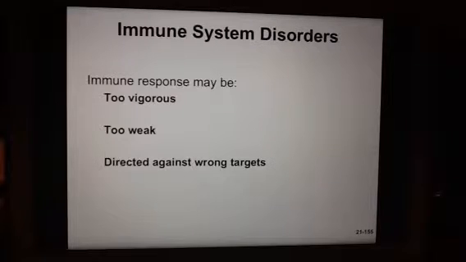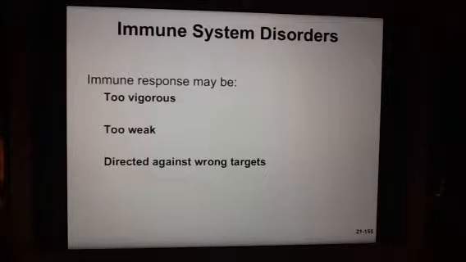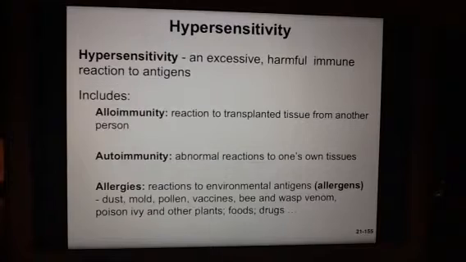Our last video for this chapter focuses on immune system disorders. And so what would constitute a disorder is if the immune response is too much, too little, or directed against the wrong targets. And so we'll talk about too much. Too much of an immune reaction, an excessive harmful immune reaction to antigens is called hypersensitivity. And this is the largest category because it includes allergies.